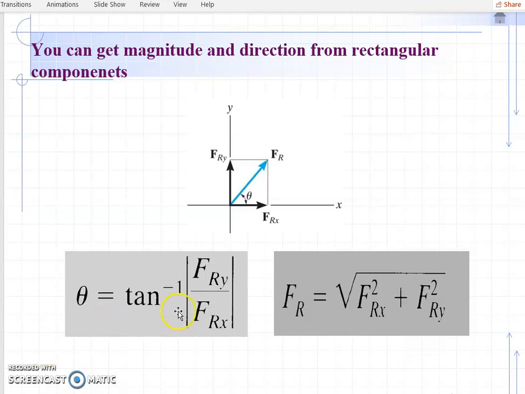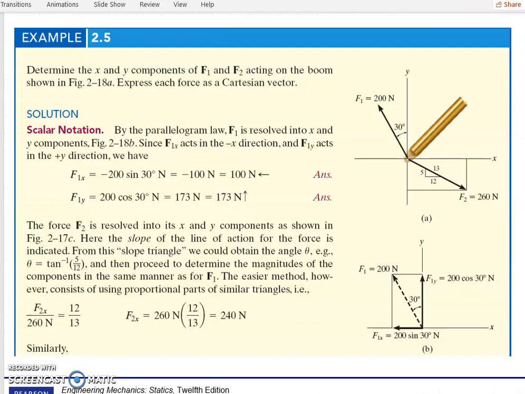Now you have to be careful with that inverse tangent. I'm sure you've seen before that if you do inverse tangent, it's going to give you from plus 90 to minus 90, and you have to check, make sure it's in the right quadrant. If it's wrong, it's always wrong by 180 degrees.